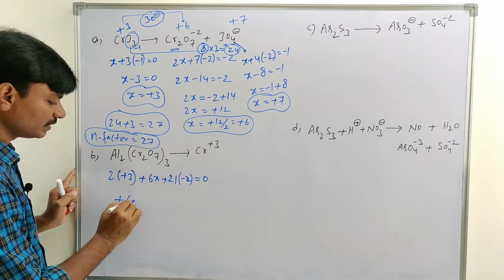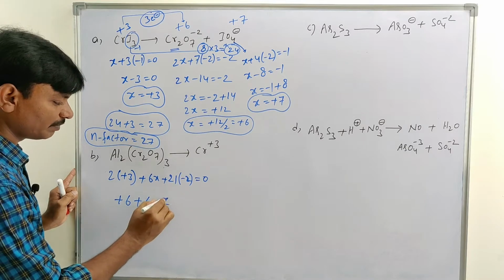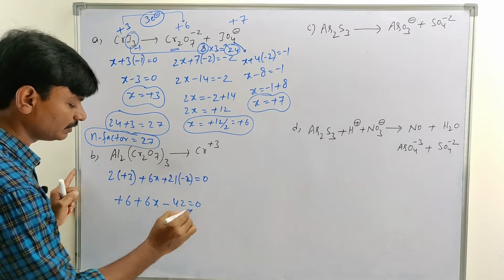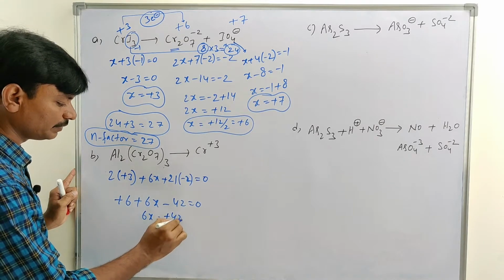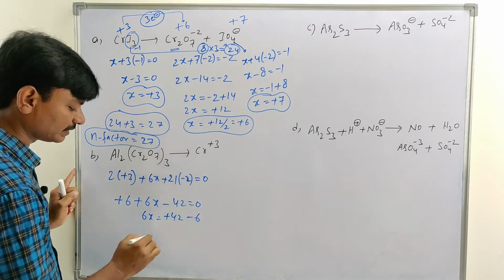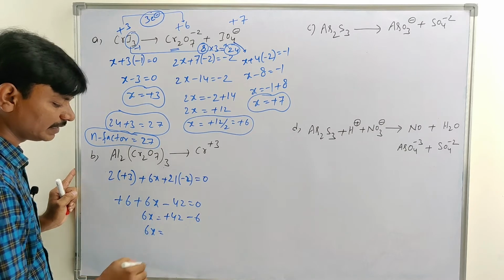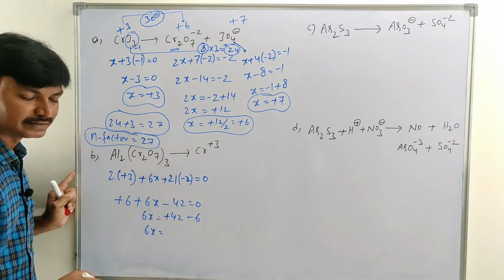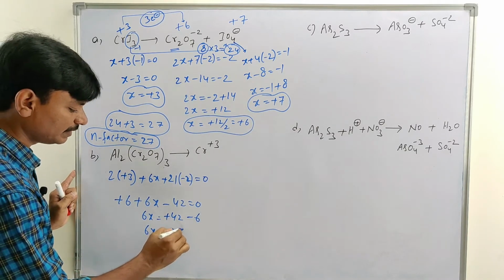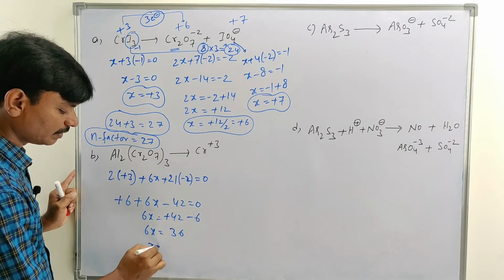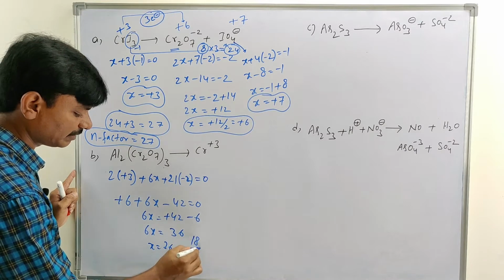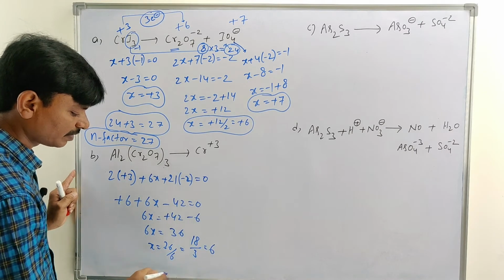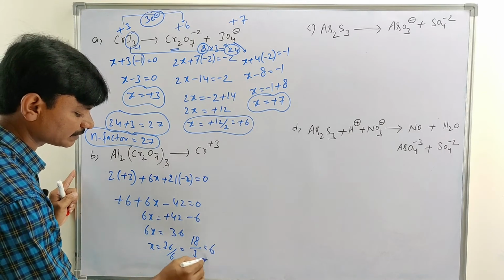Plus 6x minus 42 equal to 0. 6x equal to plus 42, minus 6. Then finally 6x equal to 42 minus 6, that equal to 36. X equal to 36 by 6, that is 18 divided by 3, it is 6. X equal to plus 6.